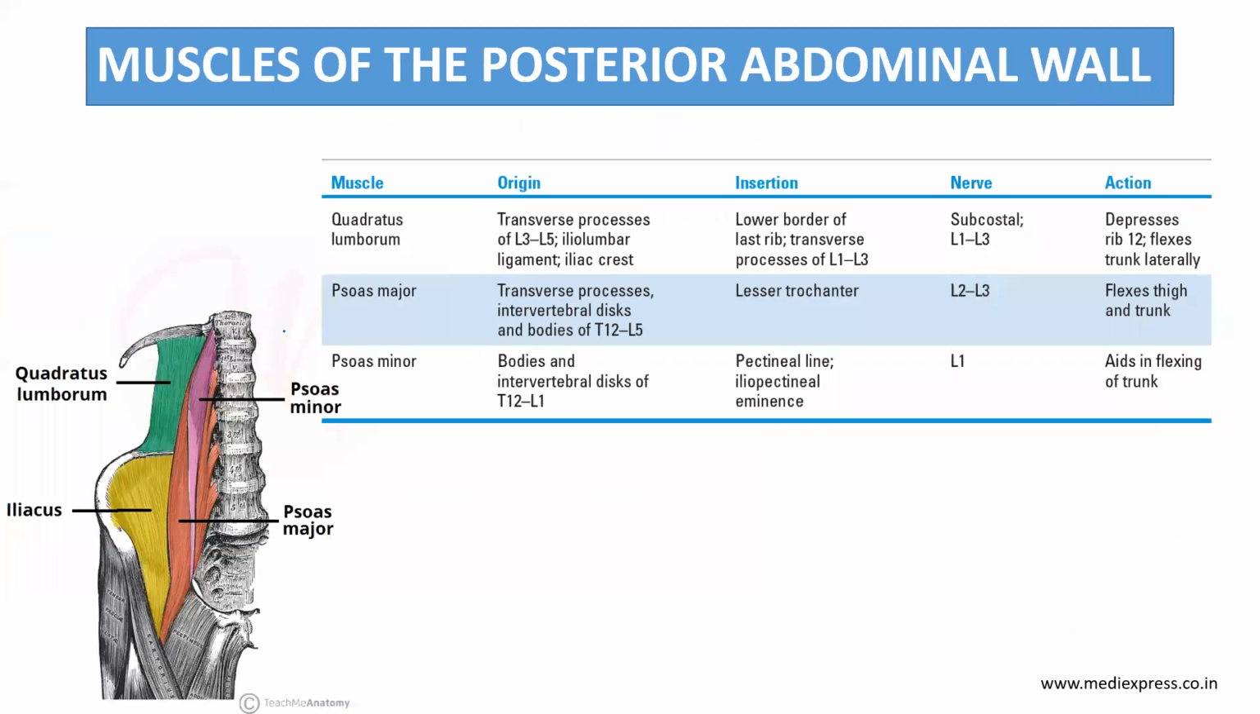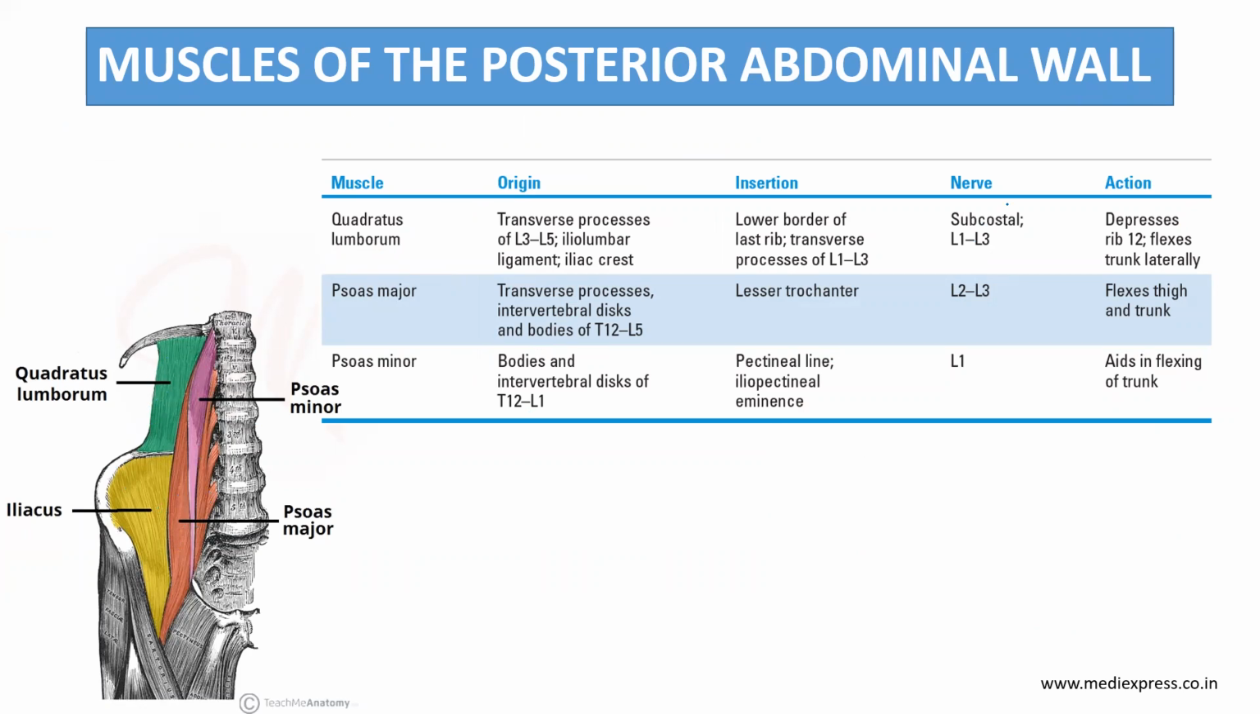So next one we're talking about is the posterior abdominal wall. Now talking about the posterior abdominal wall, we have three main muscles, that is quadratus lumborum, then we have psoas major as well as psoas minor. Sometimes we can even include diaphragm also in this, but we are dealing only with these three. You can see over here, psoas minor, this is psoas major, we have quadratus lumborum.